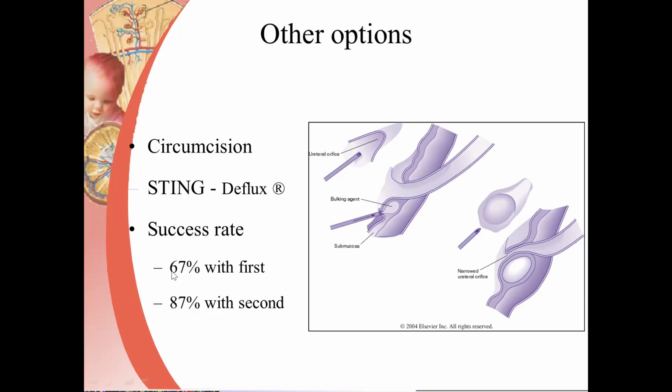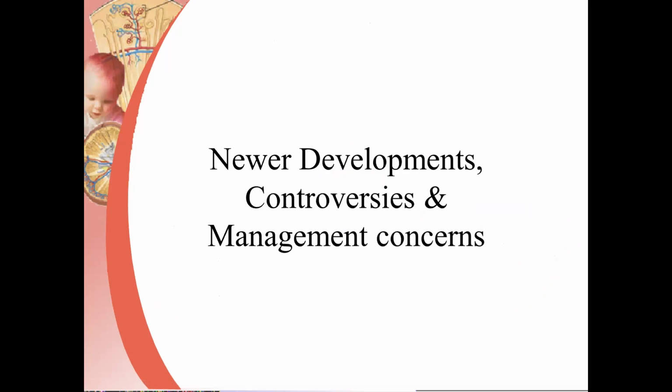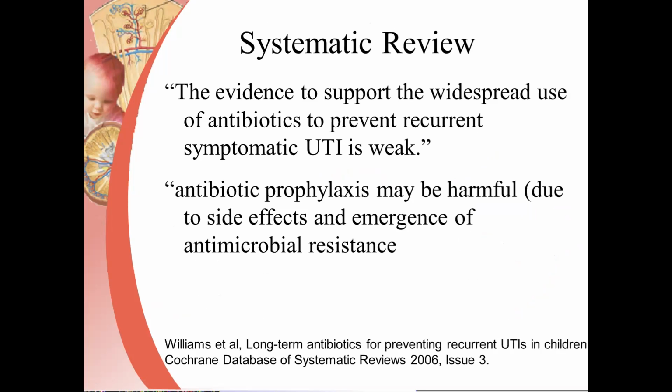So there is a 67% success rate with the first injection and 87% success with the second injection. So this particular treatment is useful in grade 3 reflux or higher reflux. Grade 3 reflux particularly. In grade 4 and 5, it is not as effective. In grade 1, you don't need it. So ideally, this is suited in grade 3 reflux.